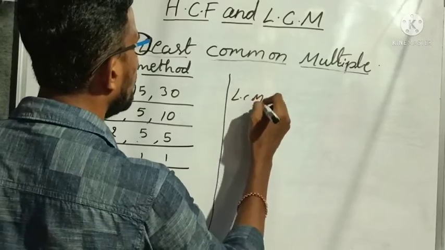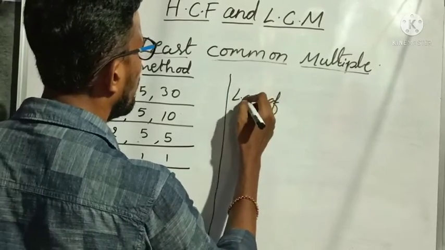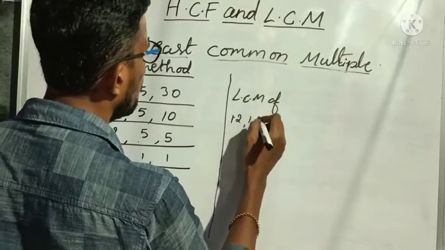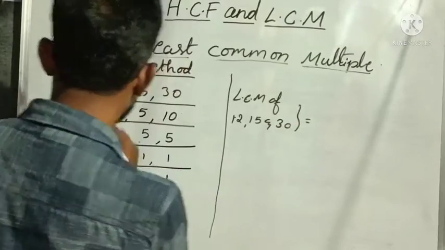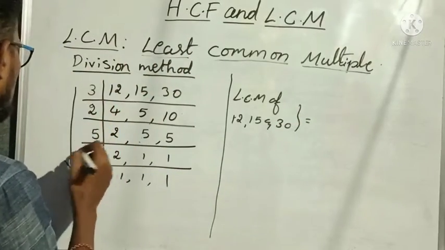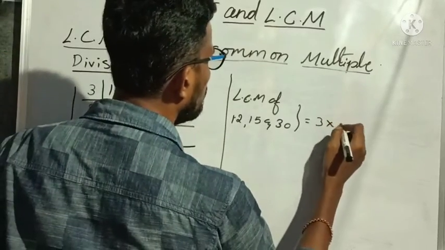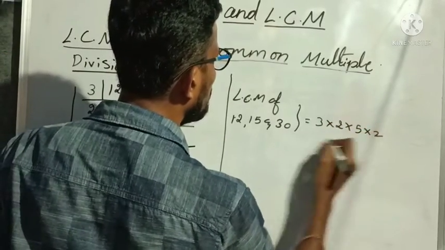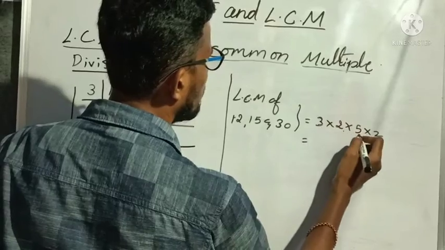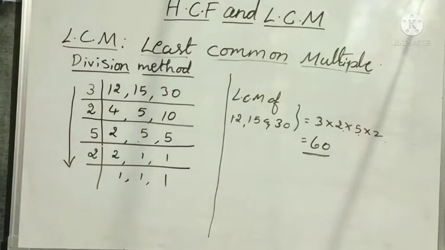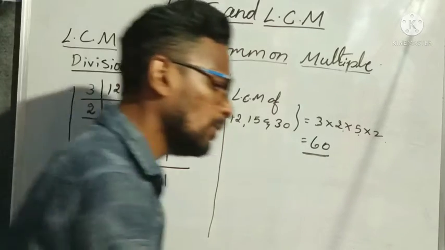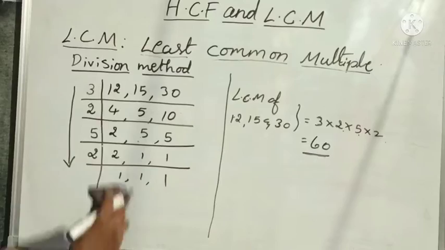So now we have to write the LCM. So LCM of 12, 15 and 30 is equal to. What are the numbers you are getting? That we have to multiply. So 3 into 2 into 5 into 2. 3 into 2, 6. 6 5s are 30. 30 twos are 60. 60 is the LCM. Okay. This is which method? Division method.